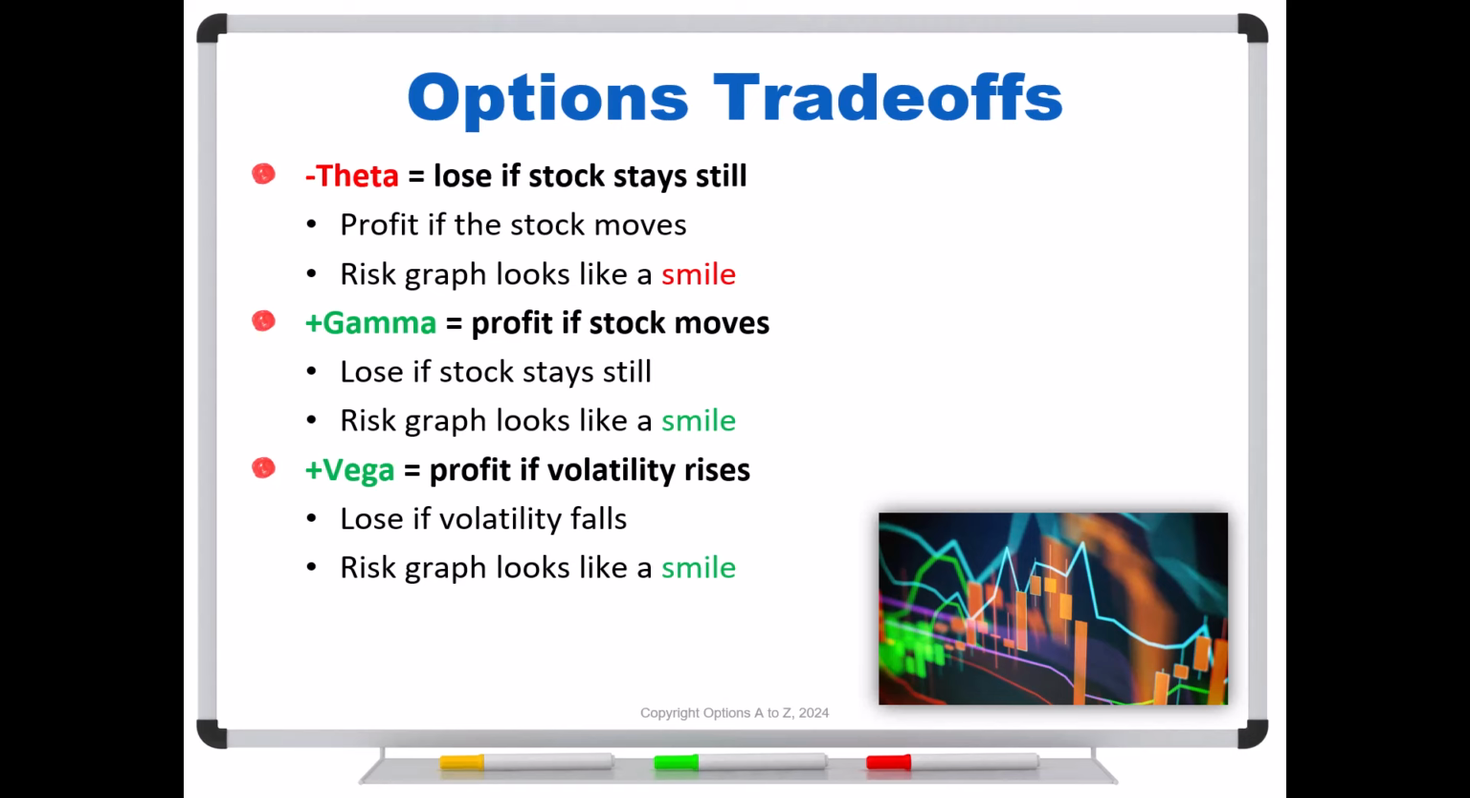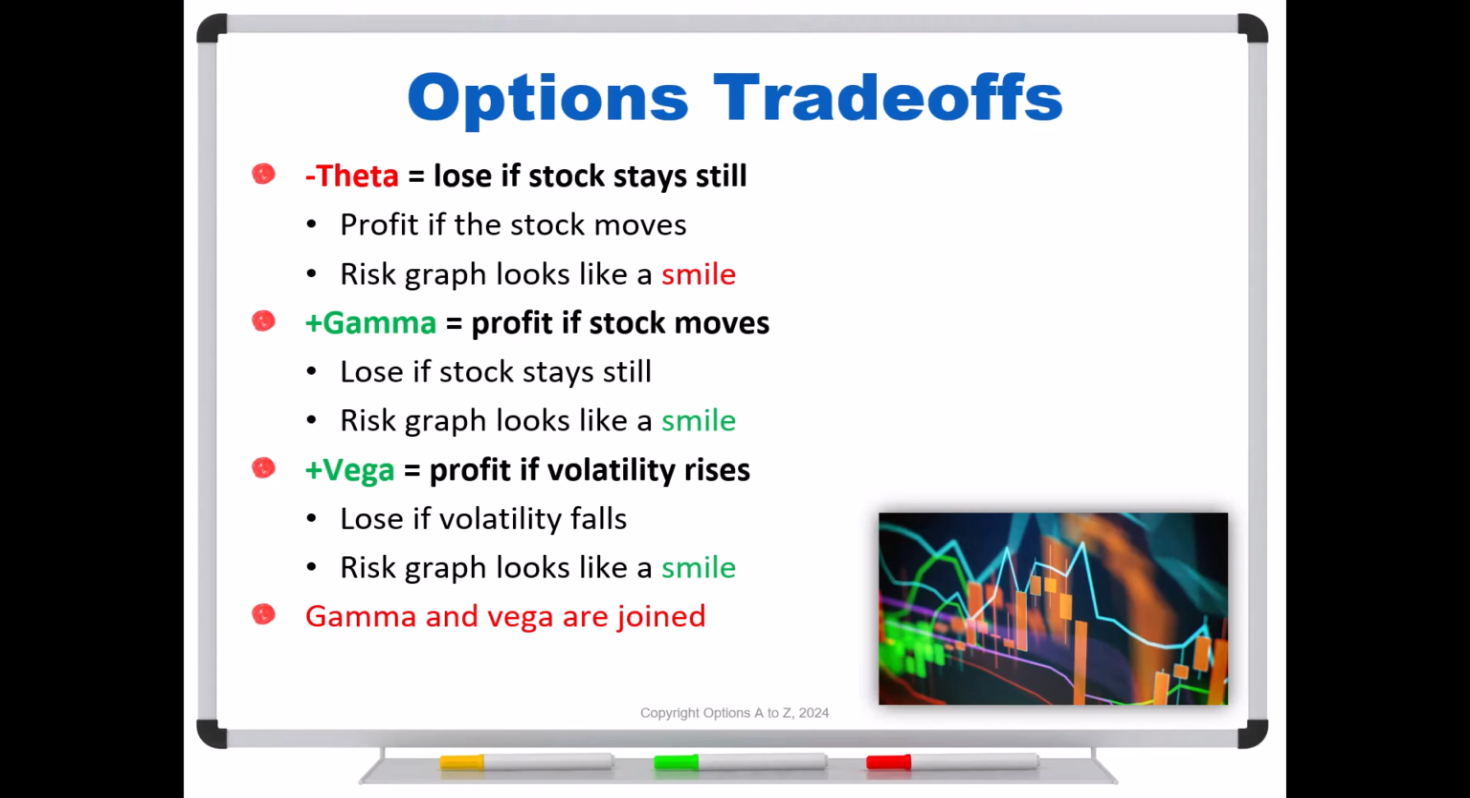Theta is negative for a long position, that's why it's in red, but gamma and vega are in green. Gamma and vega are joined at the hip. If you have positive gamma, you're going to have positive vega. If you have positive vega, you're going to have positive gamma. And of course, theta will just be on the opposite side.